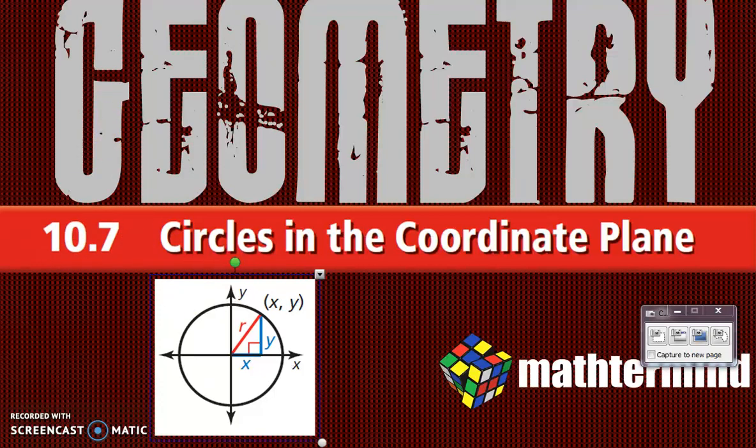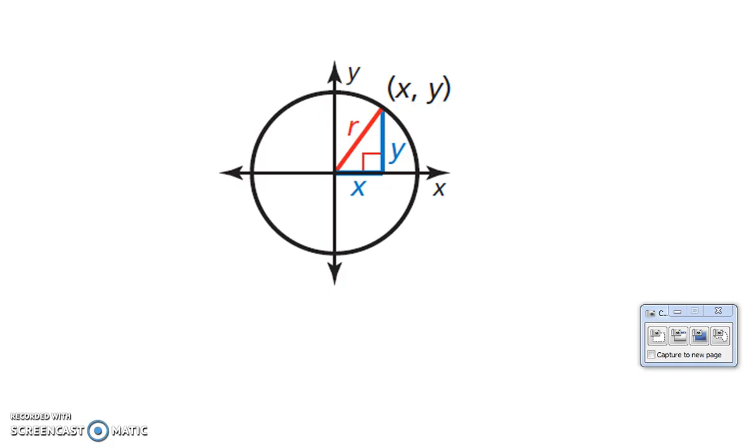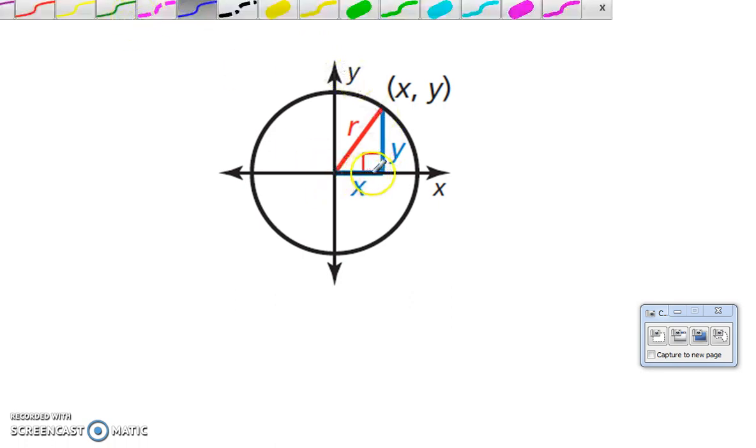Alright, Geometry, Chapter 10, Section 7, Circles in the Coordinate Plane. So if you have a circle like this and its center is at the origin, then you can find the radius by saying we go over this much, an x amount, and then up a y amount. And the radius is the hypotenuse, so we would have basically the Pythagorean theorem here, x squared plus y squared equals r squared.